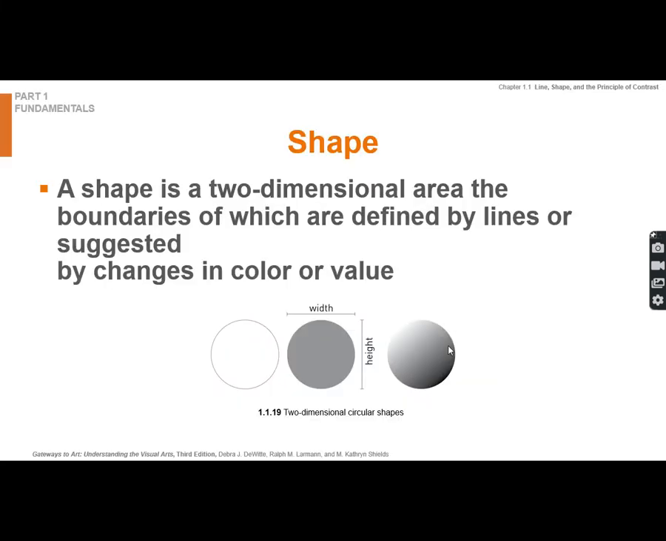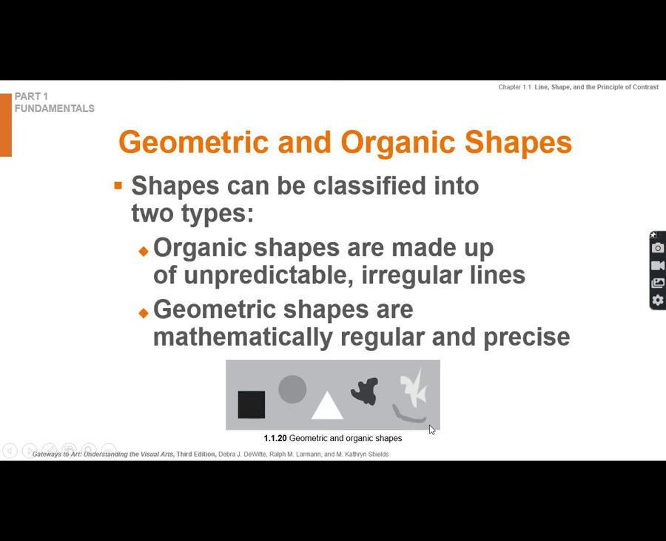All right, the second element is shape. Shape is a two-dimensional thing. It has height or length and width, right? Like a box. This is a two-dimensional shape that has something on it, value, we'll talk about in a second, that makes it appear to be three-dimensional. But by nature, shapes themselves are just a line connected, enclosing space, and that's a shape.